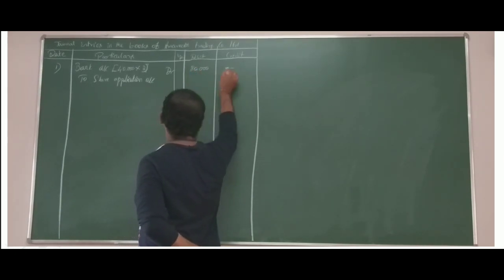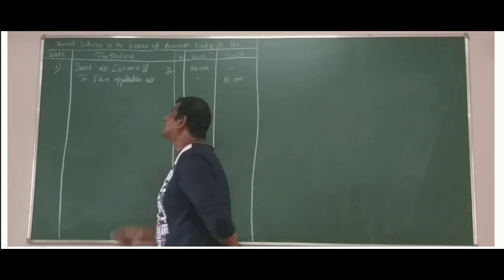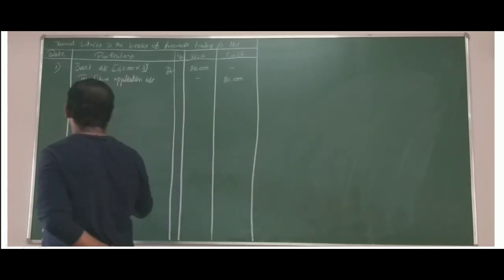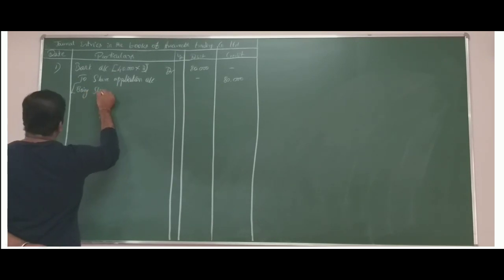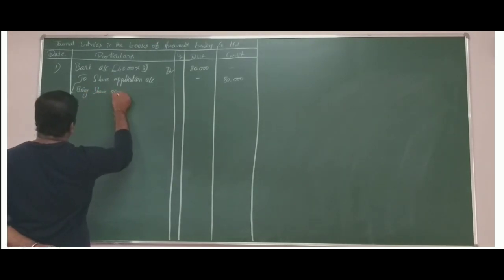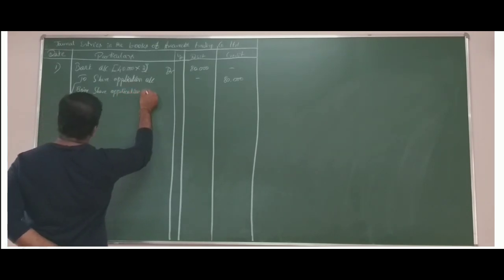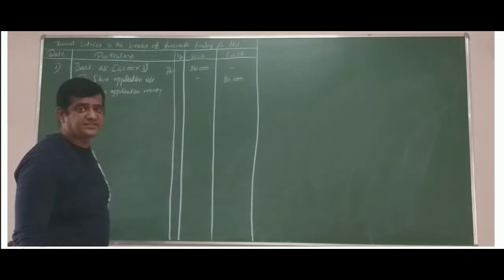80,000 rupees. So debit bank account and credit share capital account. Clear? So now open the bracket and write the narration: being share application money received. So this is the first entry.